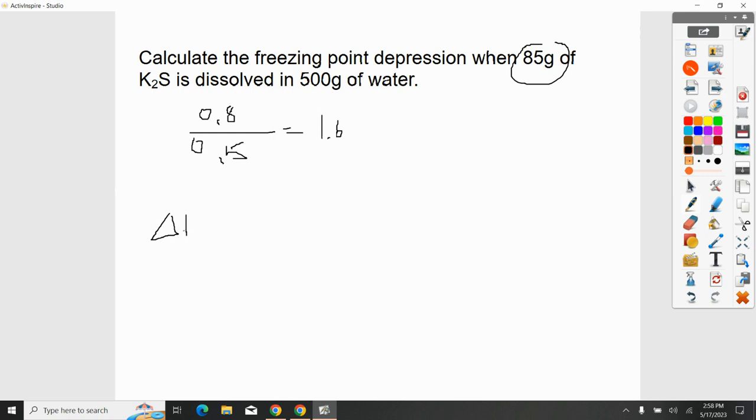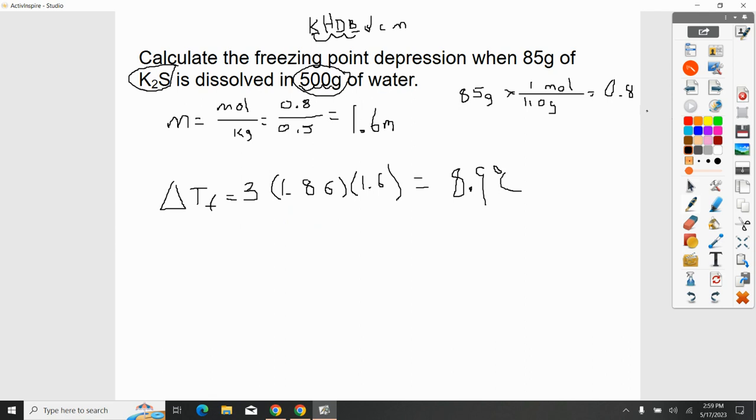Your delta TB equals your van 't Hoff factor, which is 3 because we get 3 ions there, 2 potassiums and 1 sulfur, times K, and this time it's boiling, so it's 0.52. If it weren't water, it would be a different number. Every substance is different. Times 1.6. If it was a different substance, I would tell you what K is. So 3 times 0.52 times 1.6 is 2.5. And again, my boiling point elevation is less than my freezing point depression. It would go up 2.5 degrees Celsius and it would go down 8.9 degrees Celsius at the same time.